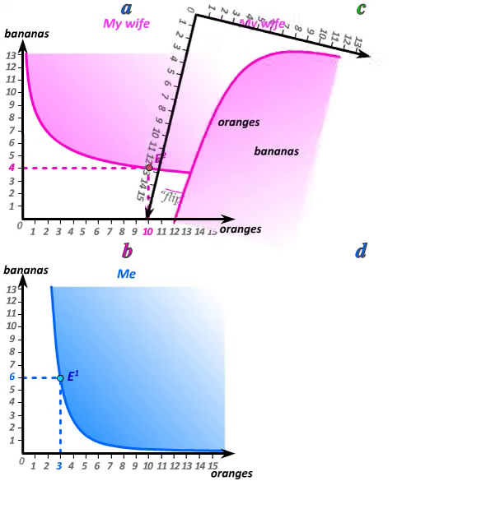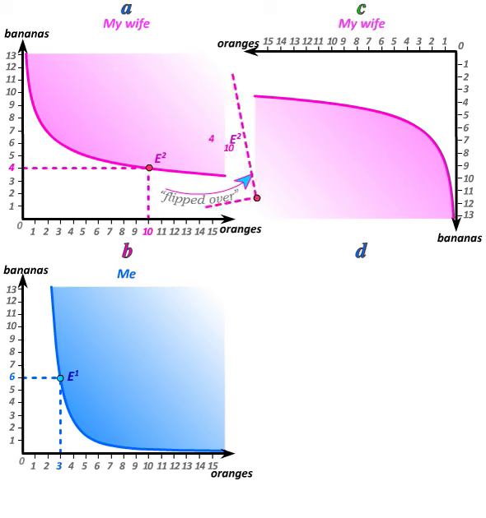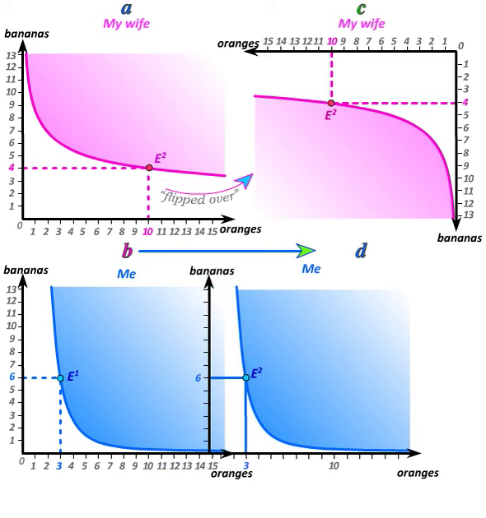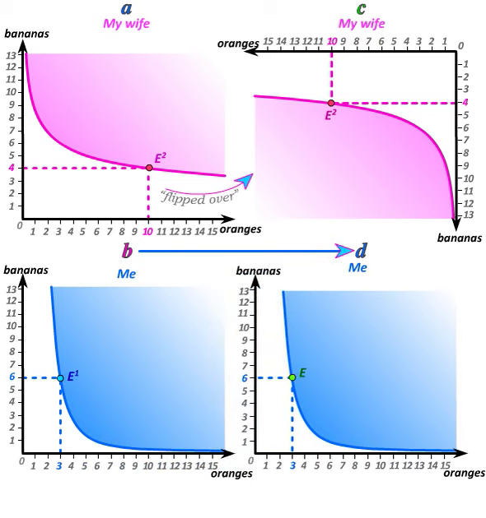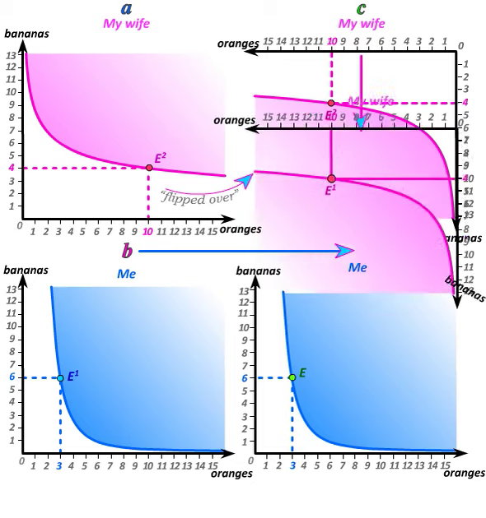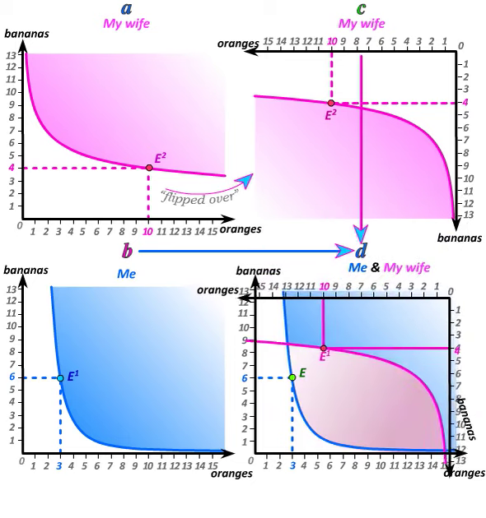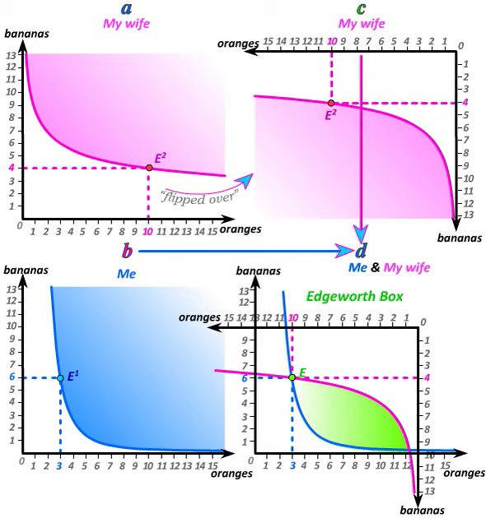The first thing we'll do to form an Edgeworth box is to take my wife's graph at the origin and flip that origin over to lie on the northeast corner of the graph rather than the southwest corner. We then take my graph and simply move it over to lie underneath the flipped version of my wife's graph. Finally, we'll move the flipped version of my wife's graph on top of mine and scoot it in until the endowment points for the two of us lie right on top of one another.